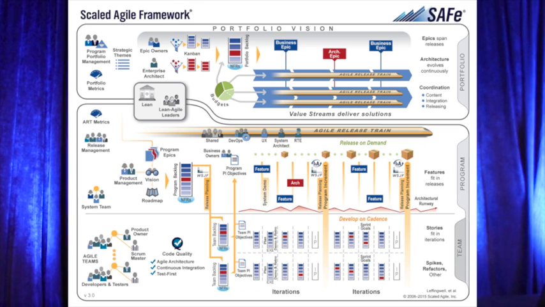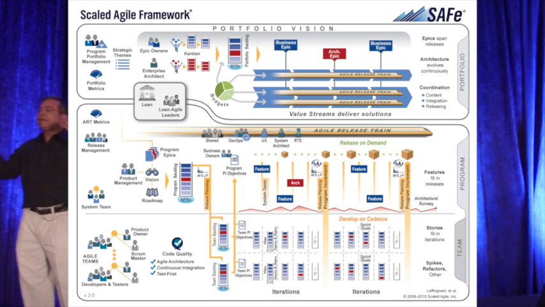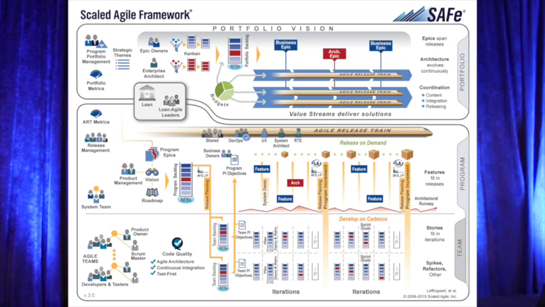At the bottom level, this is a bit of an eye chart, you have Agile teams. And each team has its own backlog. And each team delivers to those backlogs within iterations. Iterations are nothing but sprints. But the interesting thing is at the program level, these teams are combined into what's known as a release train.